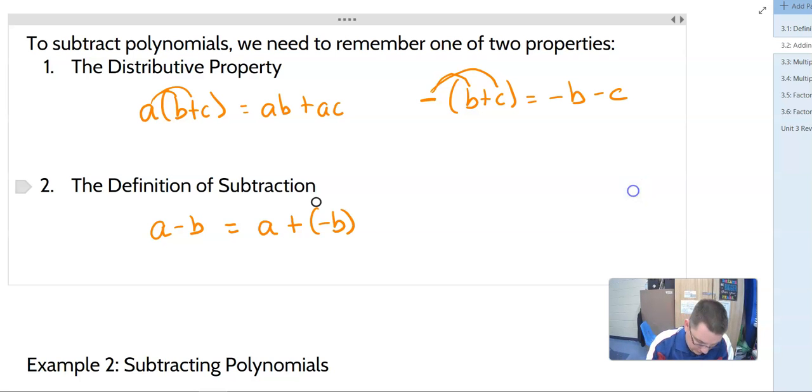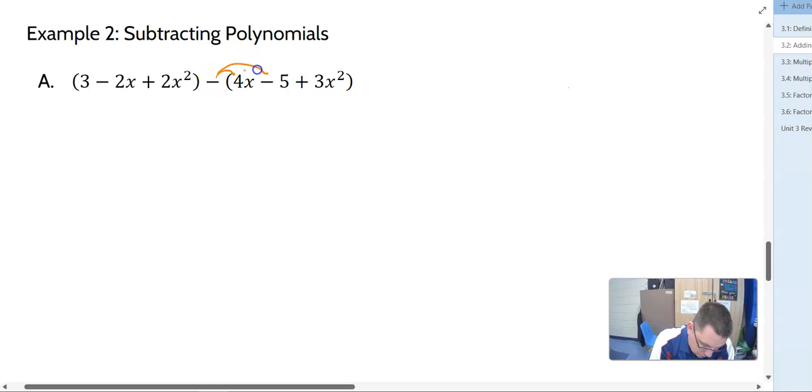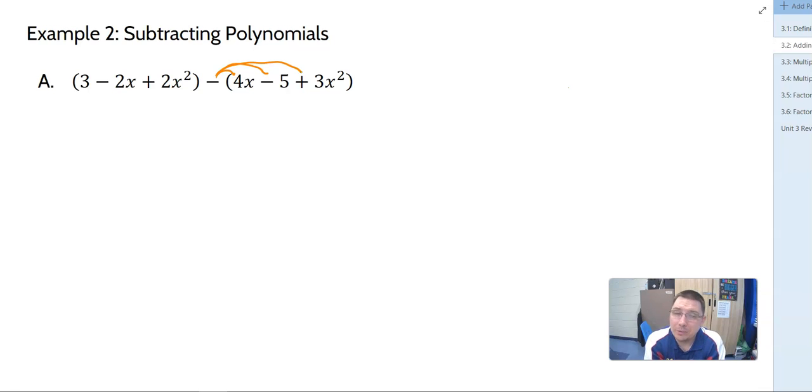So in example 2a, I'm going to use the distributive property to distribute the signs and then combine like terms. And I'm going to do it horizontally. So let's look at example 2a. In example 2a, we've got 3 minus 2x plus 2x squared minus, and remember there's parentheses here, 4x minus 5 plus 3x squared. And so using the distributive property, I'm going to distribute this negative sign to all the terms in the second parenthesis. And so anything that's positive will become negative, and anything negative will become positive.